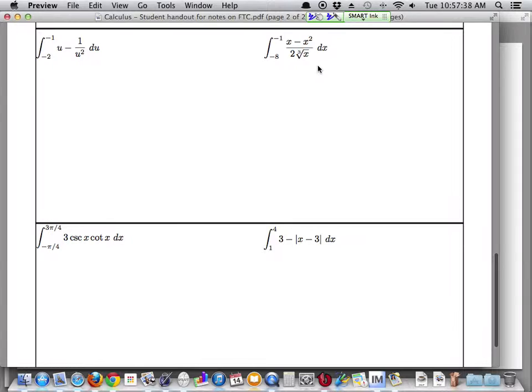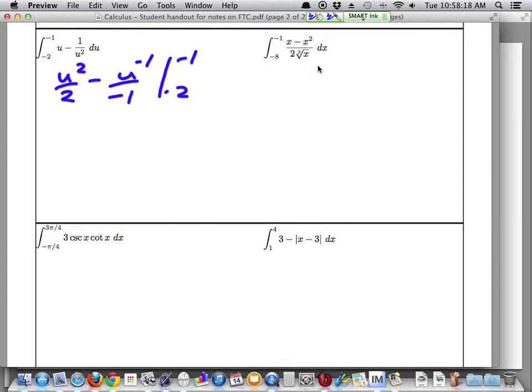All right, we have the definite integral from negative 2 to negative 1 of u minus 1 over u squared du. What do I need to do first? Integrate. What do I get when I integrate u? U squared over 2. Okay, before I integrate 1 over u squared, I want to think of it as what? U to the negative 2. So if it's u to the negative 2, what would its new exponent be? Negative 1. Negative 1 divided by negative 1.